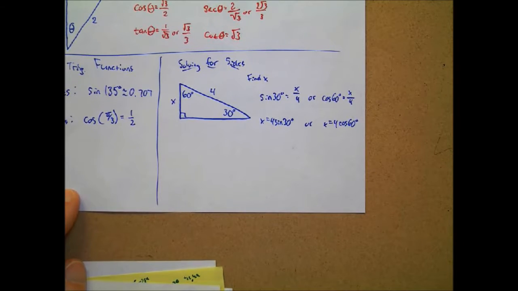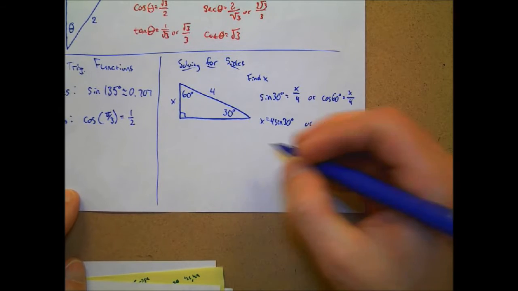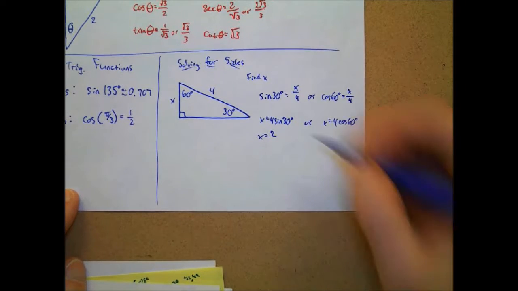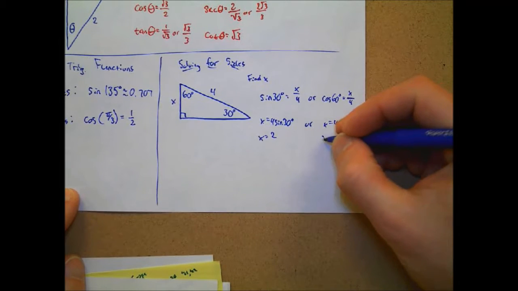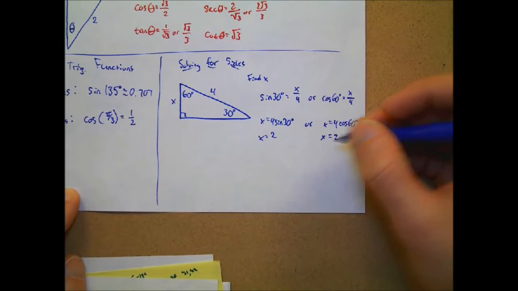All right, so now we can type this into our calculator. 4 sine 30. Make sure you're in the right mode. We get 2. Or you can do 4 cosine 60, and again, we get 2, which we better get the same answer if we're saying that they're both going to give us x.